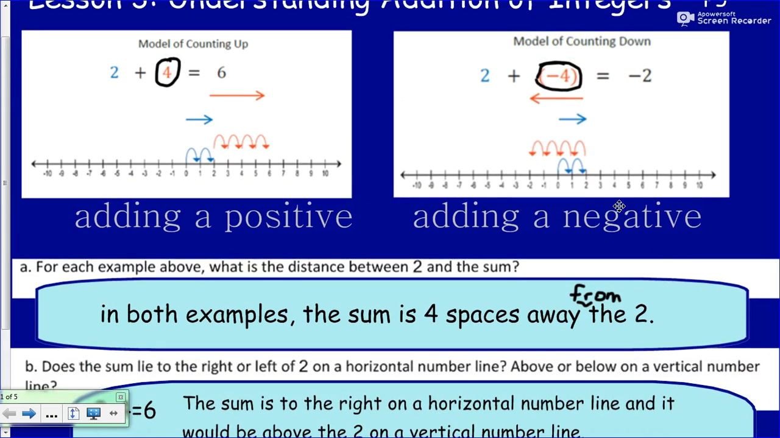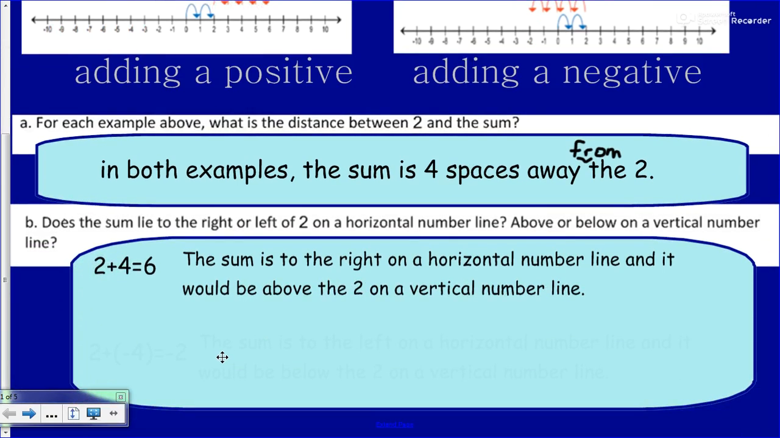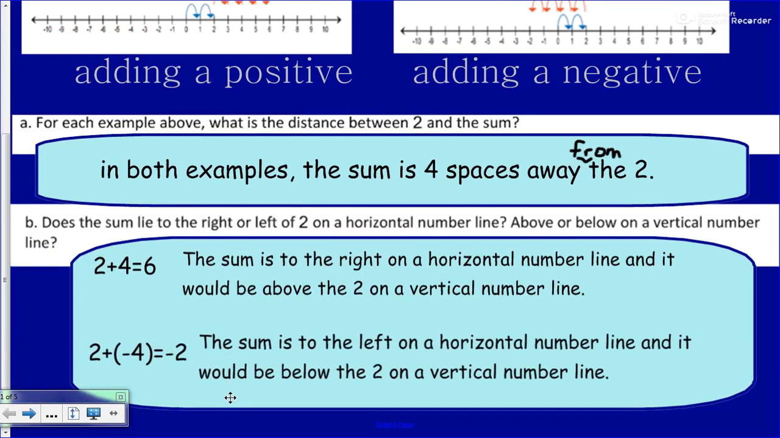When we are adding a negative number, you'll notice that our sum is to the left, because we're counting down with a negative, and then it would be below the positive 2 on a vertical number line, because again, we would have a negative number and it would be coming down. Okay.